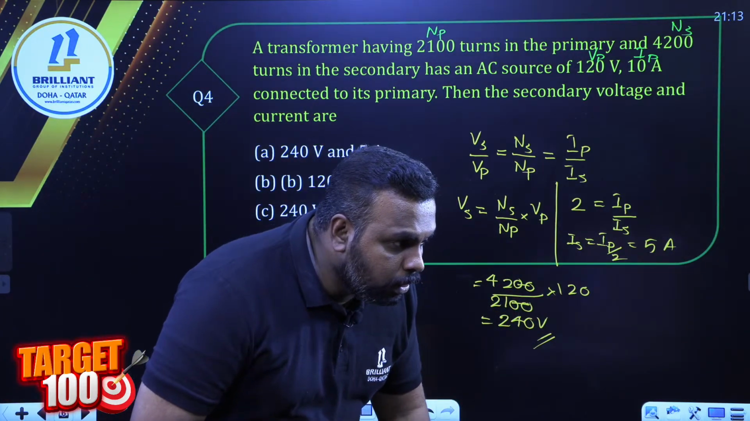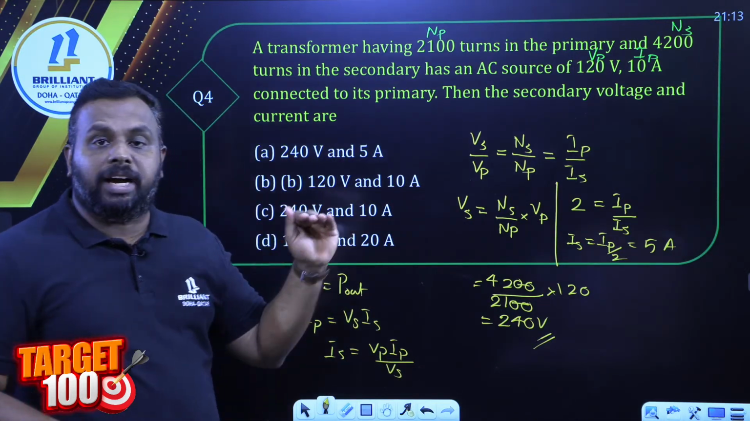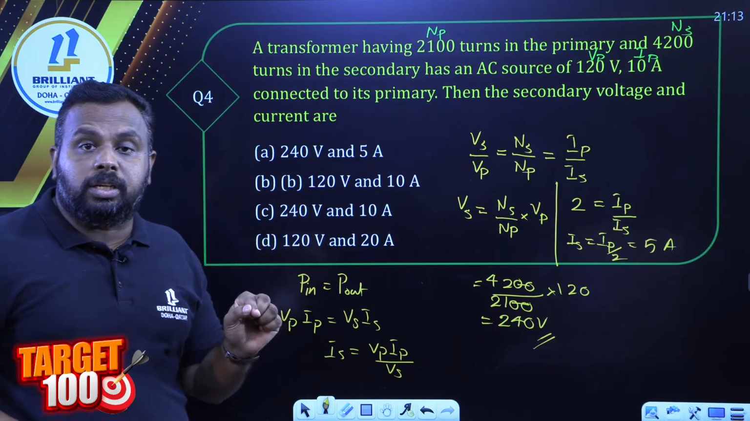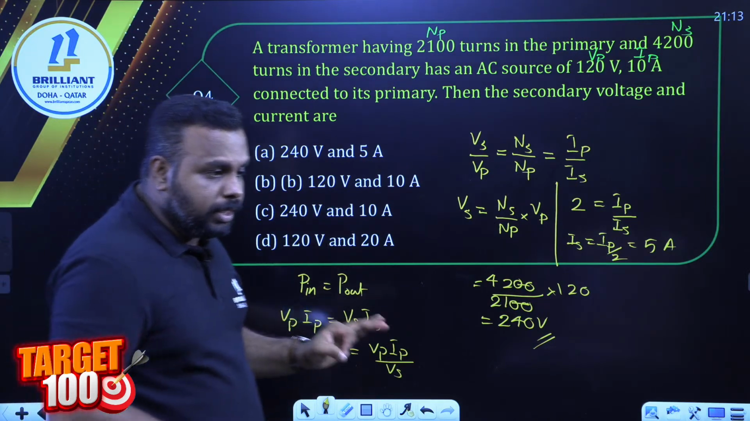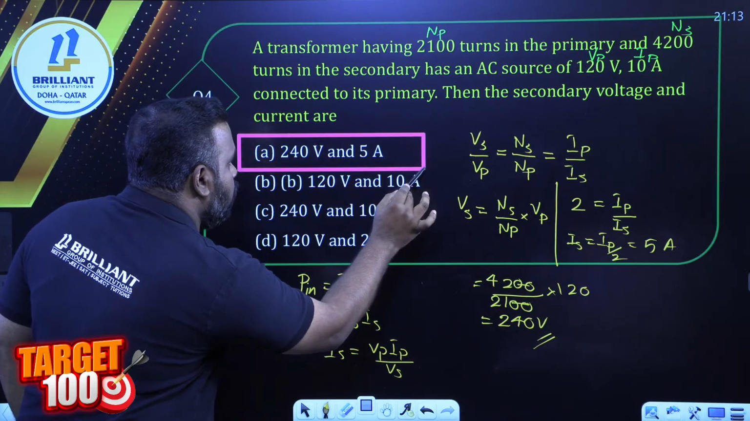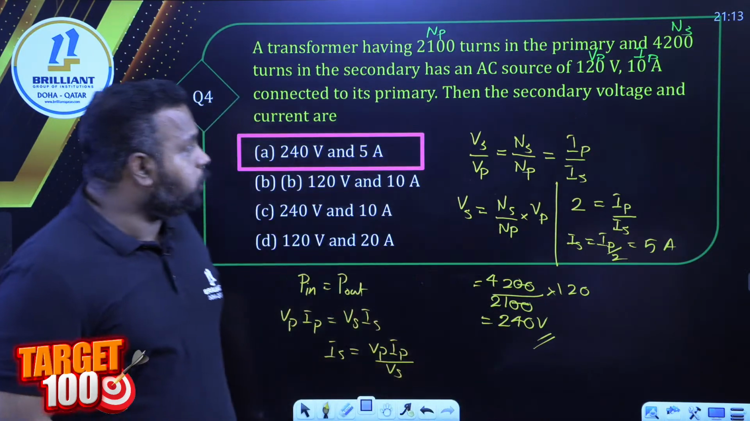Very good. The option is A, 240 volt and 5 ampere. My dear students, there are two options with 240 volt. So please don't go with option C. Here the answer is option A. I think it's clear for all of you. If any doubt, you can ask in the comment box. Yes. Can I go to the next?